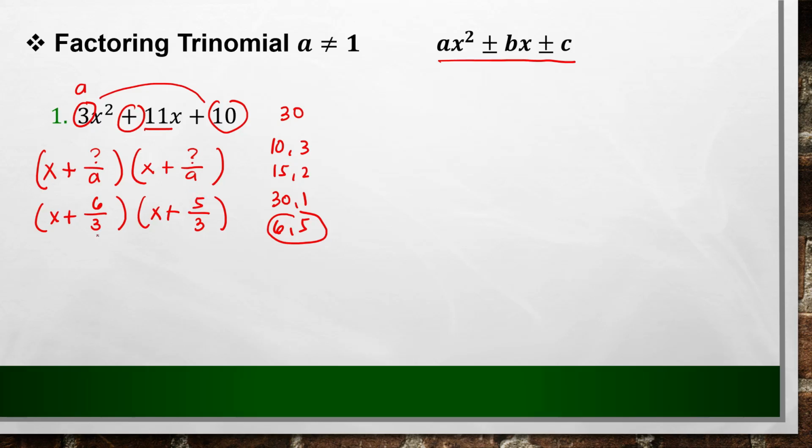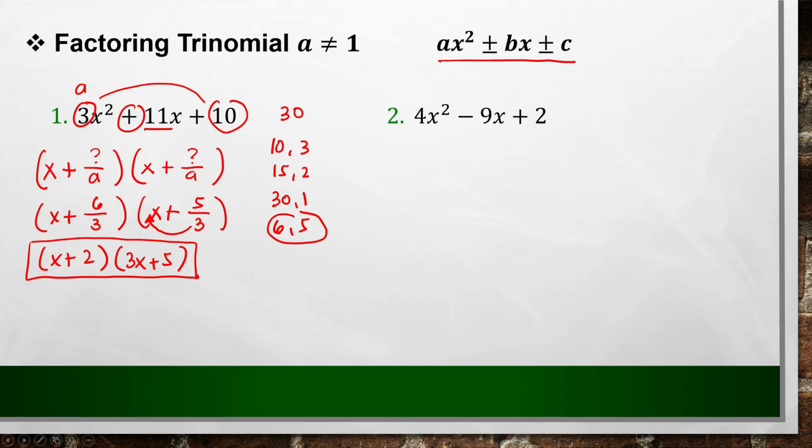Okay. Now let's divide. 6 divided by 3 is 2. So this is x plus 2. Now we can't divide 5 and 3, right? Actually we can, but the answer will be decimal. So we don't need to do that. So what we will do is we will move this 3 here. So that'll be 3x plus 5. And that will be our factors.